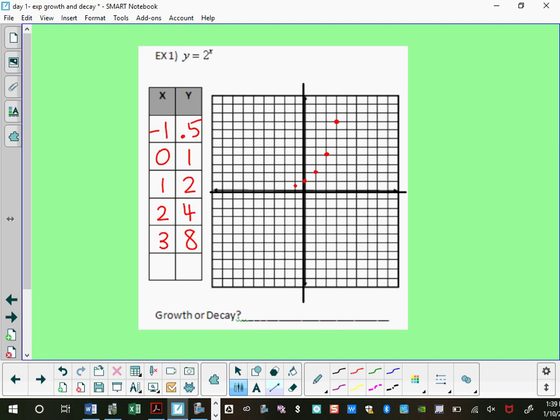All right, when you guys connect your dots, you guys see how we're basically starting up here, it's curving a little bit, and then it kind of flattens out. That's what my graph looks like. We're going to get to the whole asymptote thing soon.